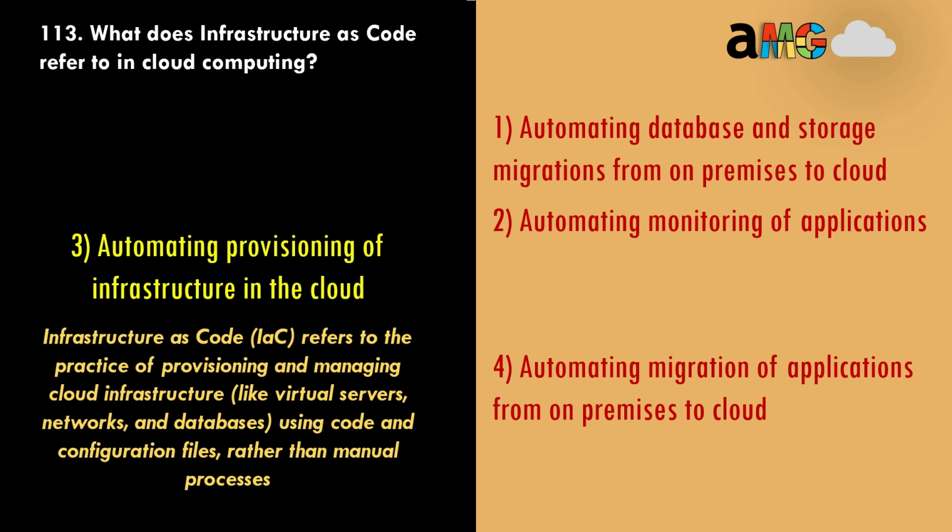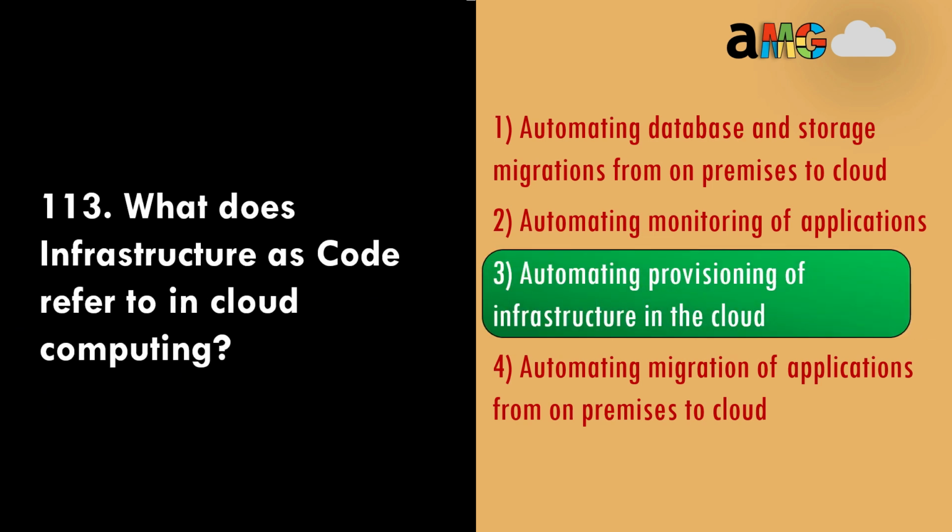Option 3, automating provisioning of infrastructure in the cloud. It means that infrastructure as code refers to the practice of provisioning and managing cloud infrastructure, like virtual servers, networks, and databases using code and configuration files rather than manual processes. Okay, so this, my friend, is the correct answer.